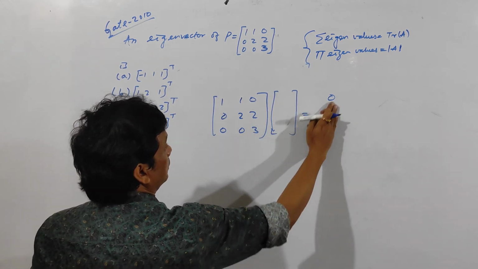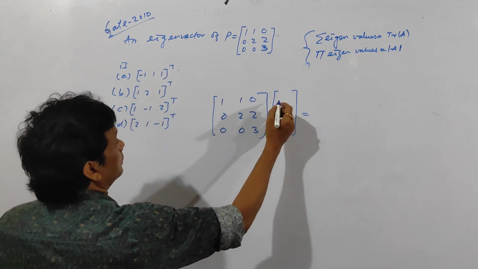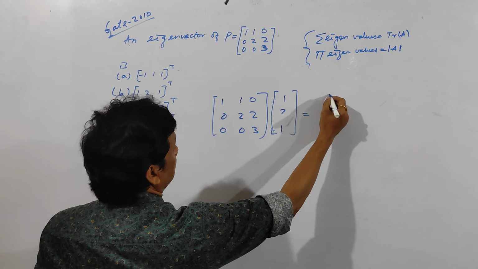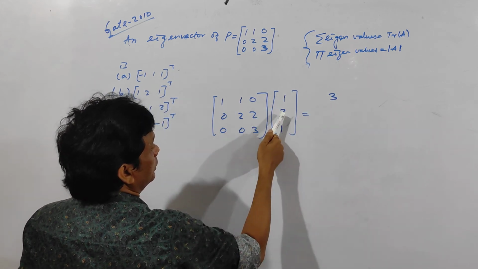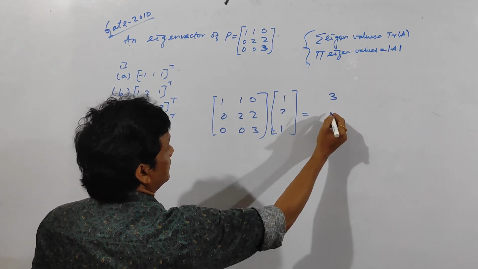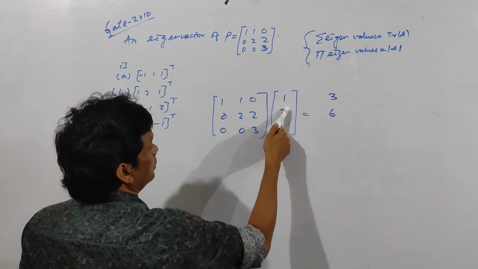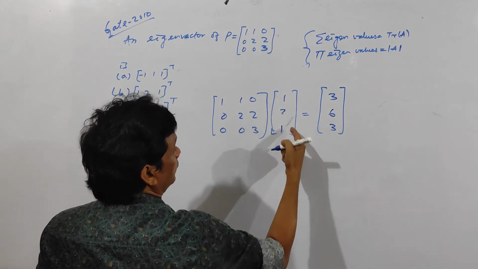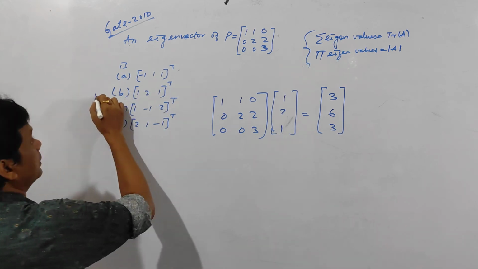So come to the second point. 1 to 1, 1 to 1. This is 1, this is plus 2, 3. Then 0. This is 4 plus 2, 6. Then 0. This is 0. This is 3, so it will take 3 common. So it will be 1 to 1. So this one is the eigenvector.